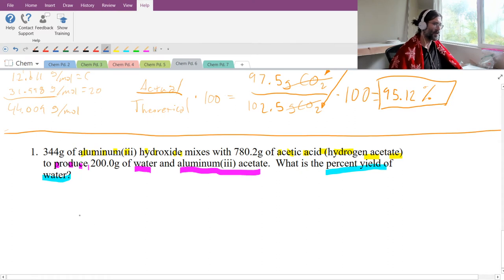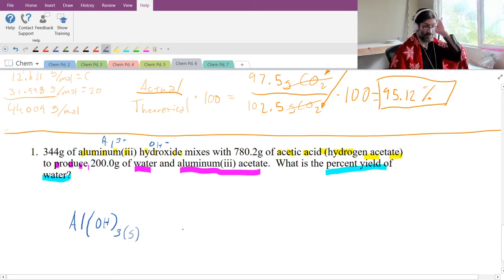Let's go. Aluminum hydroxide. Hydroxide is OH minus, right? Aluminum is Al3 plus. So we need 3 hydroxides to have a charge balanced compound. That's going to be solid. Just a solid chunk of aluminum hydroxide. And that's going to mix with this big mass of acetic acid.